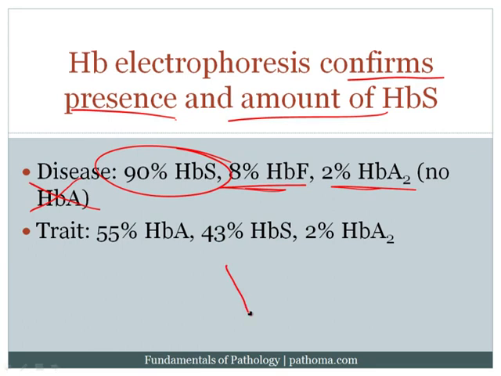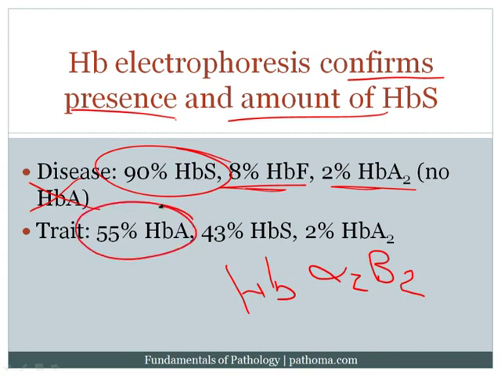Remember, hemoglobin A is really composed of alpha 2 and beta 2, and these patients don't have any normal beta 2. In trait, there will be hemoglobin A because they do have one normal beta gene, and it'll be about 55%. There'll be hemoglobin S, which will be less than 50%, and then a little bit of A2. So this is important again, but I've already highlighted some of this in our previous discussions.